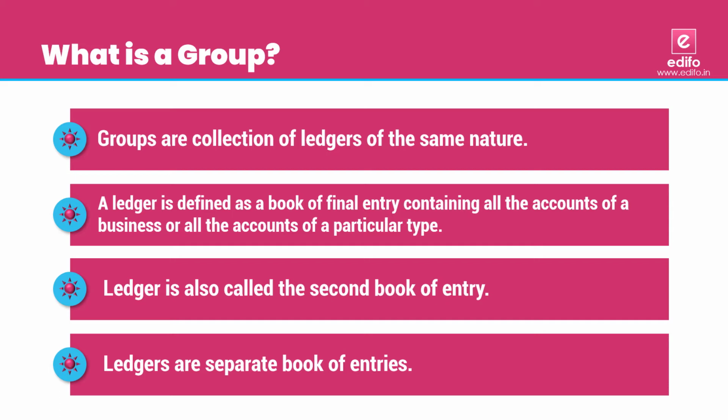Now, look at the groups. What are the predefined groups in Tally? Tally has 28 predefined groups. That means Tally arranges all the ledgers into 28 predefined groups. Whatever ledger you are going to create, it should be put into one of the 28 groups. It is going to be part of one of the 28 groups.